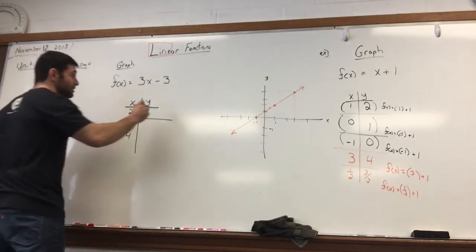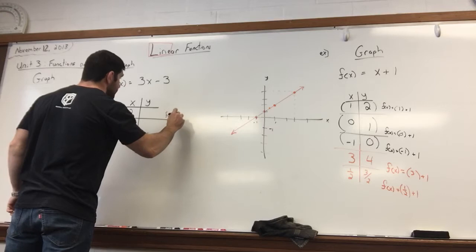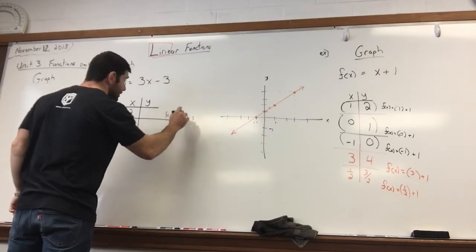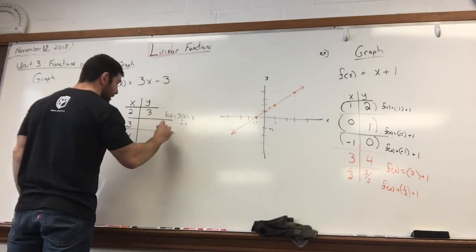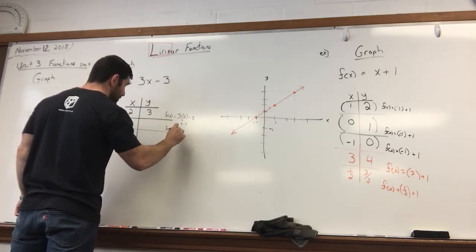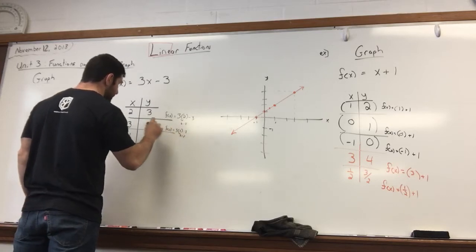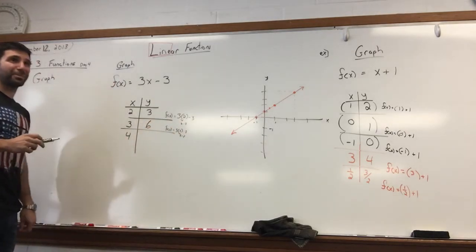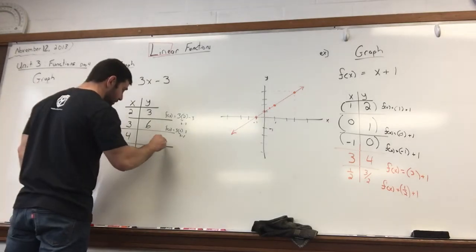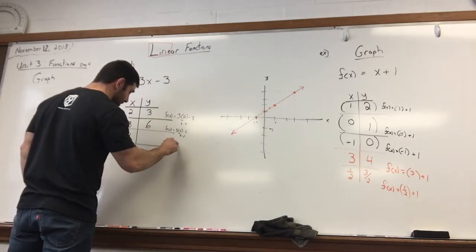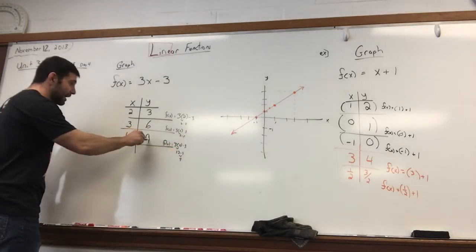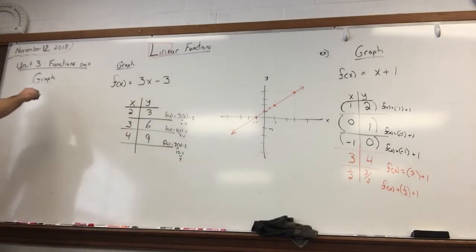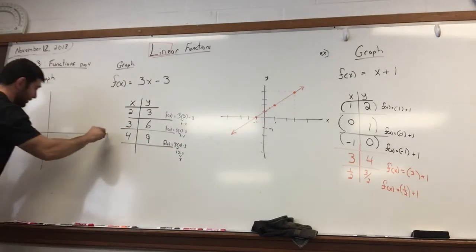So when we substitute in 2, I say f of x equals 3 times 2 minus 3. That's 6 minus 3, which is 3. F of x equals 3 times 3 minus 3. That's 9 minus 3, which is 6. Already my graph's bigger than I really want to graph, but that's all right. F of x equals 3 times 4 minus 3. That gives me 12 minus 3, which is 9. Once I have 3 points, I can absolutely graph it.